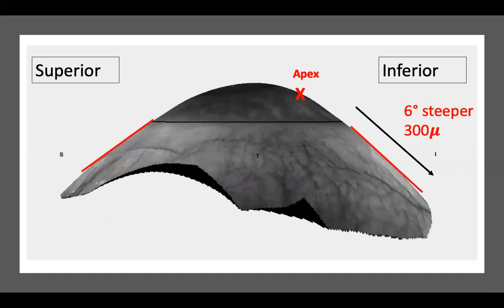And what we found is that generally speaking, patients with keratoconus often have scleras that are steep in the inferior quadrant.